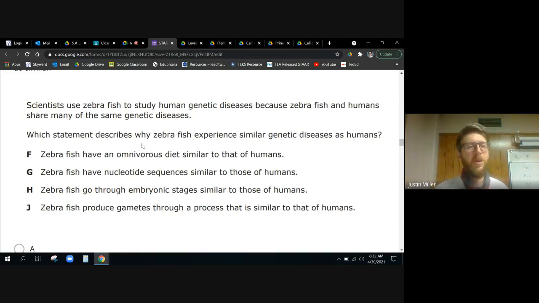So if our DNA is similar, would we have the same diet? Would it be because we have similar nucleotide sequences? Nucleotides are GCATs, right? Would it be because they go through the same embryonic stages? Is that why our DNA is similar? Or is our DNA similar because they produce gametes through blah, blah, blah? It's right here. The question is about genetic diseases. Nucleotides, that's your genetics. That's your DNA. That's your GCATs that make up your DNA, okay?